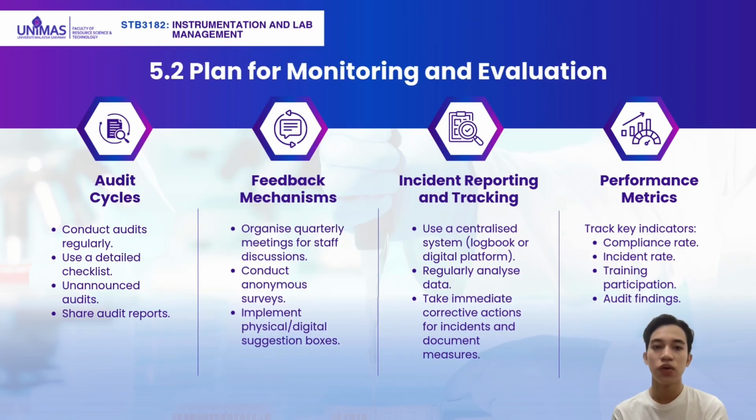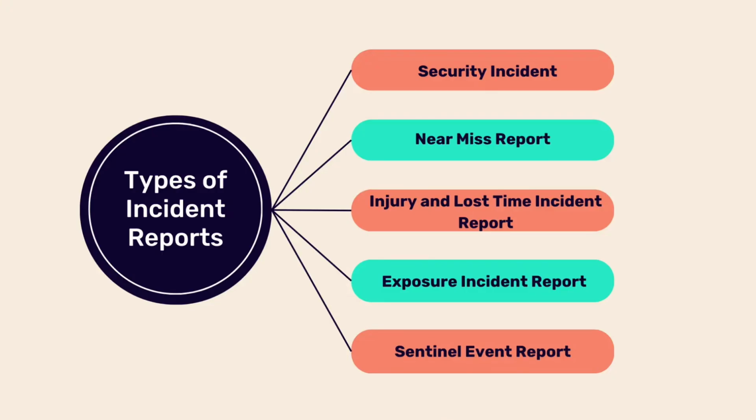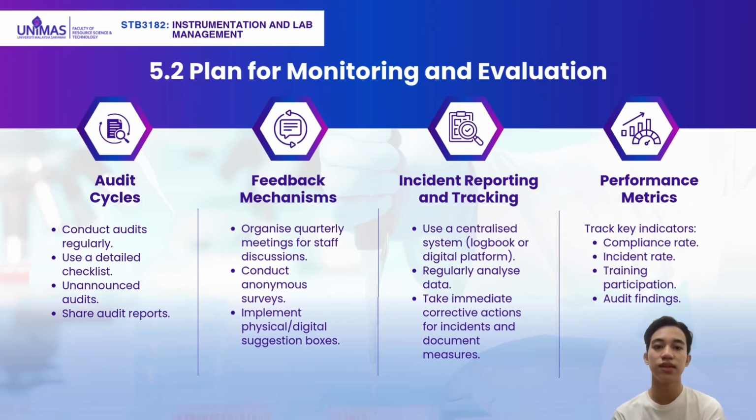Second, feedback mechanism. Quarterly meetings and anonymous surveys will gather input from laboratory staff about safety measures, challenges, and potential improvements. A suggestion box, either physical or digital, will encourage continuous contributions. Third, incident reporting and tracking. A centralized system will log all safety-related incidents, including near misses. This data will be analyzed regularly to identify recurring issues and high-risk behavior, ensuring corrective actions are promptly implemented and documented. Finally, performance metrics. Measurable indicators such as compliance rates, incident rates, training participation, and audit findings will monitor progress and effectiveness over time, aiming for continuous improvement. This comprehensive plan ensures accountability, collaboration, and sustained focus on safety in the laboratory environment.